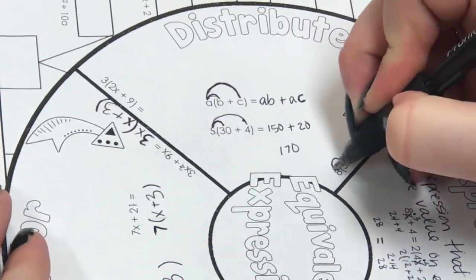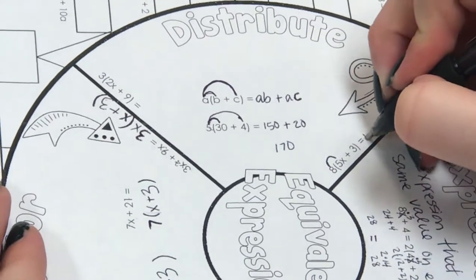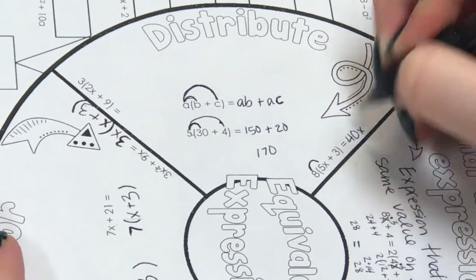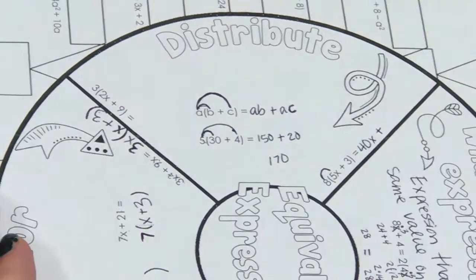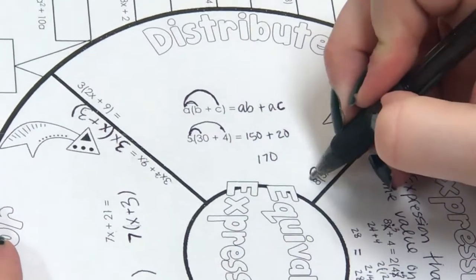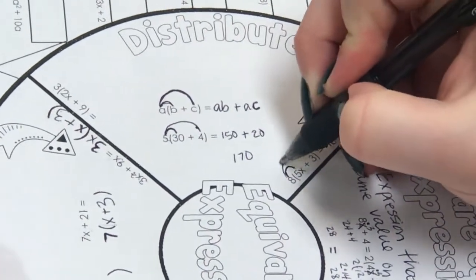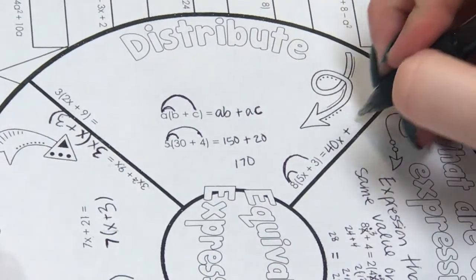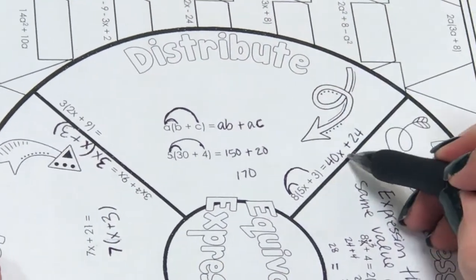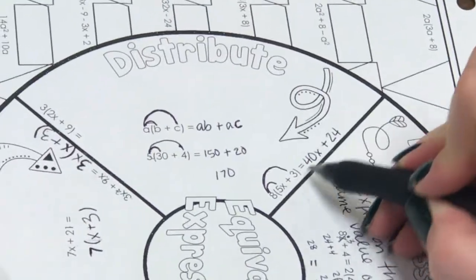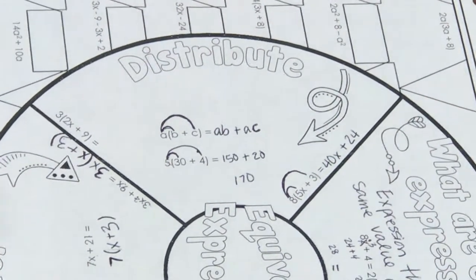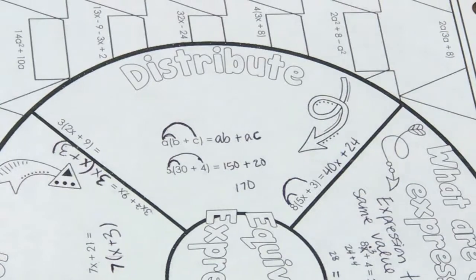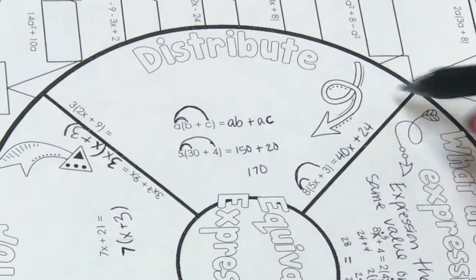I'll do an example right here. 8 times 5x would turn into 40x. Keep your same symbol. And then do your second jump. 8 times 3 would be 24. Because we don't have the value of x, it is just going to stay as an expression because we can't solve it, because they didn't say, hey, x is equal to 2 or x is equal to 24. So it just stays that way.